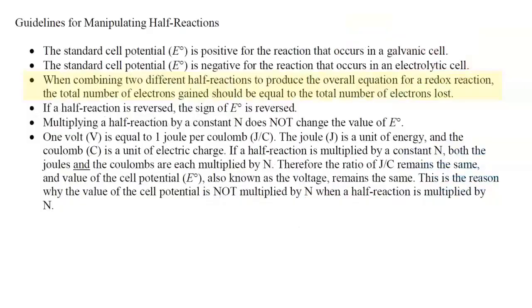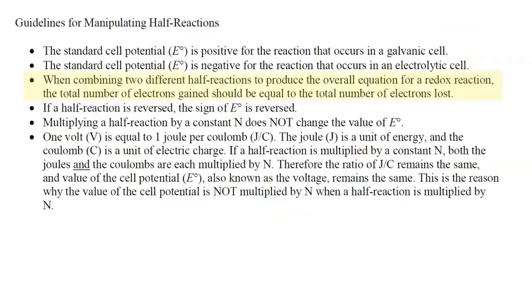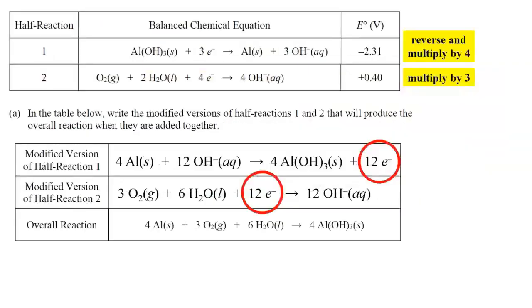So on the next slide here are some guidelines for manipulating half reactions. When combining 2 different half reactions to produce the overall equation for a redox reaction, the total number of electrons gained should be equal to the total number of electrons lost. And if we go back and take a look at our answer to part A, we can see that that is true, that we have 12 electrons gained in the modified version of half reaction 2, and then we have 12 electrons lost in the modified version of half reaction number 1. So that's good. That definitely agrees with the total number of electrons gained should be equal to the total number of electrons lost.